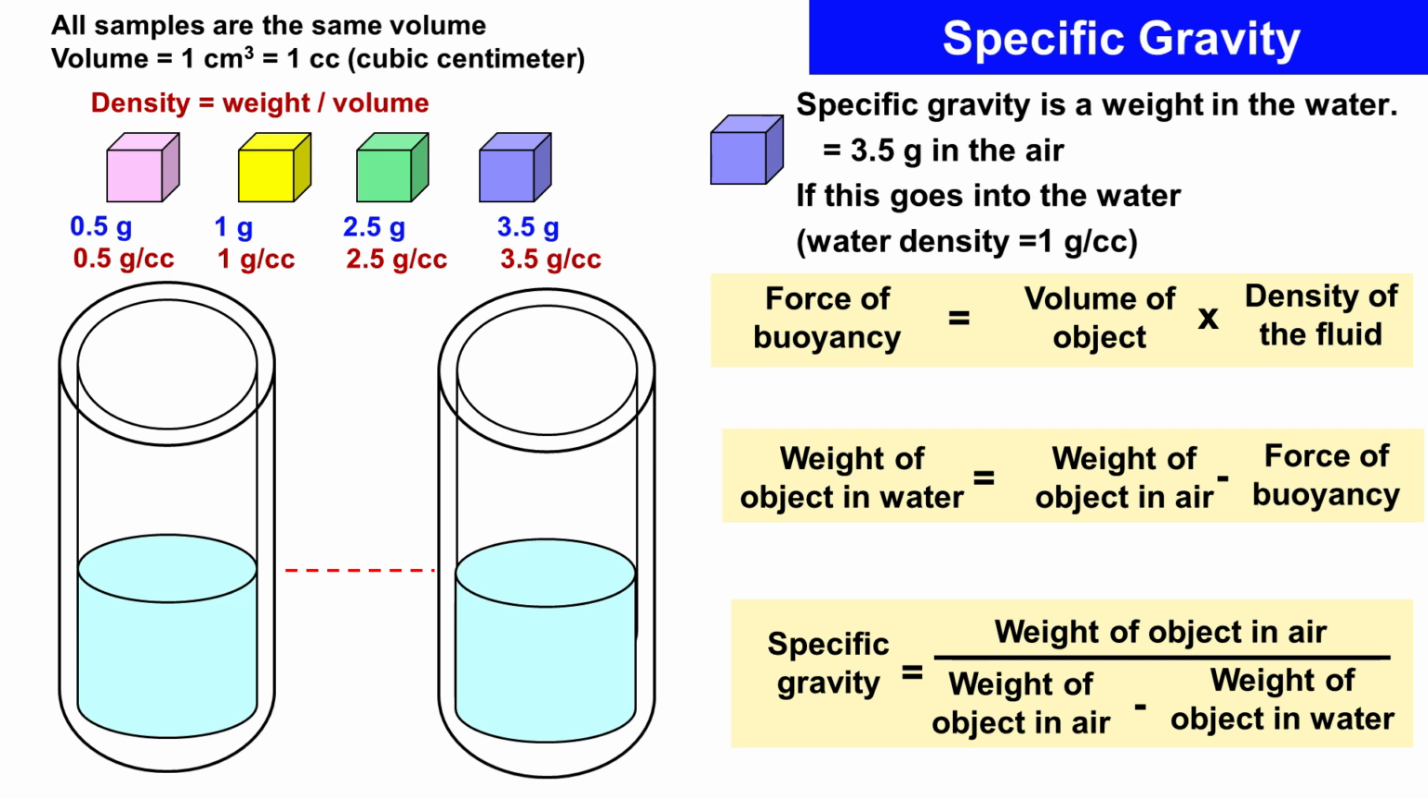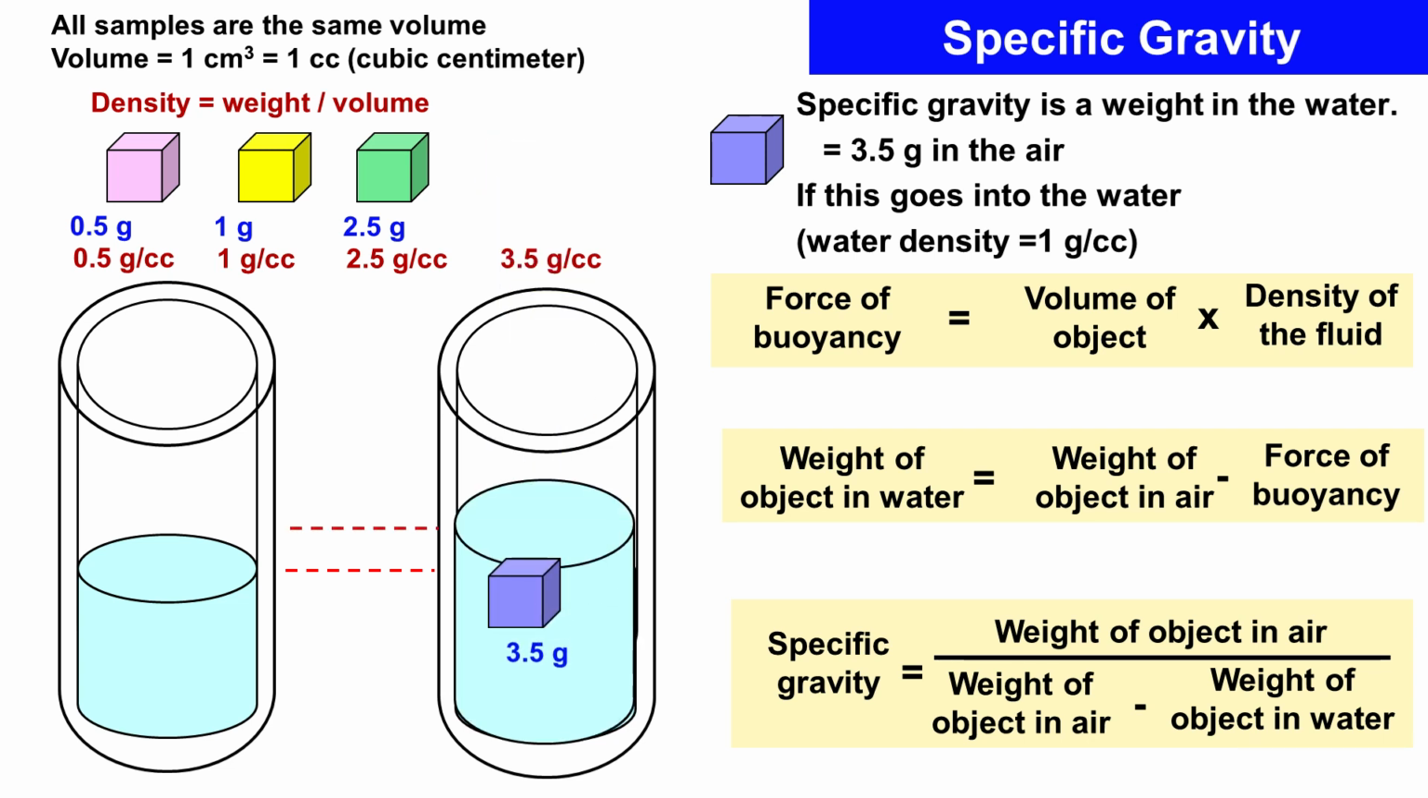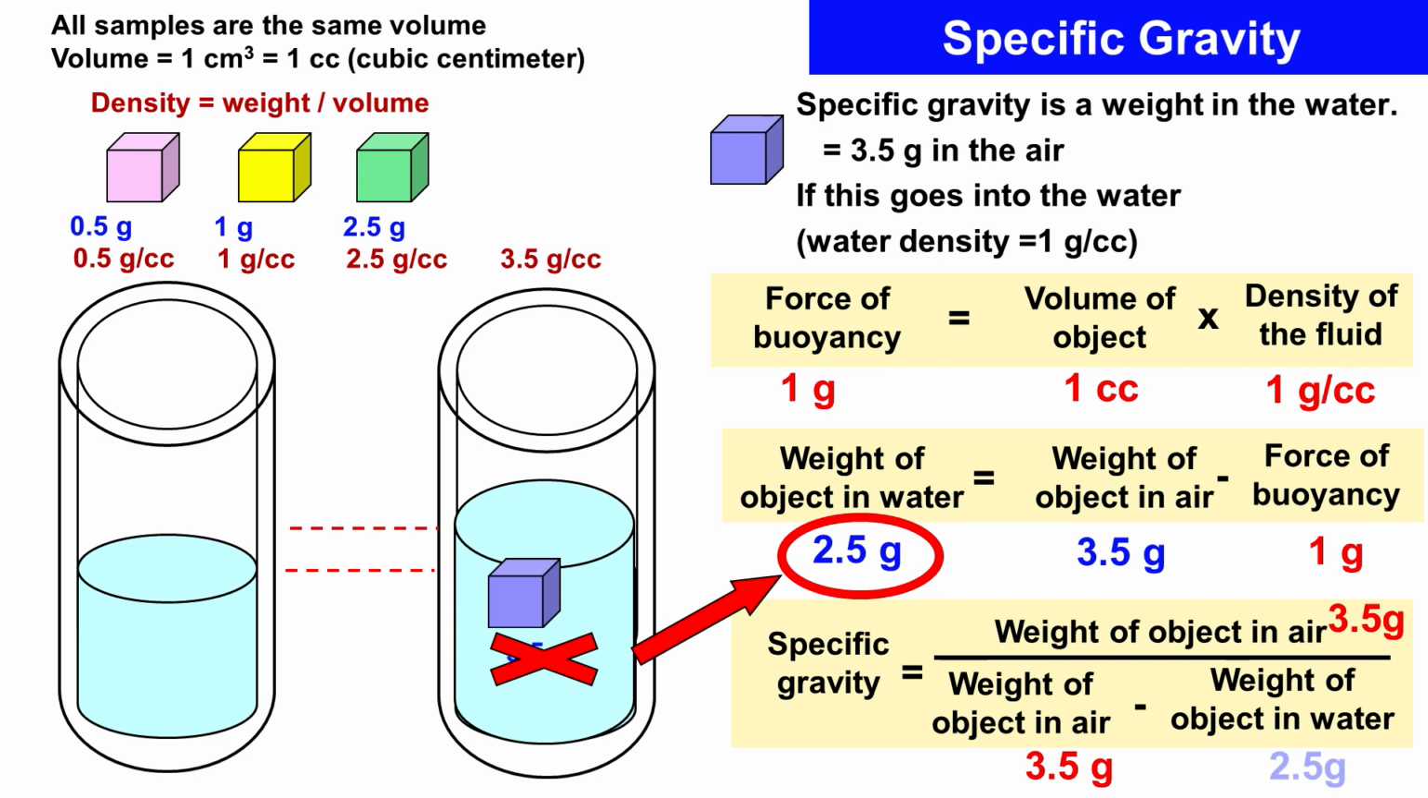Okay. So here is the cubic object. Its weight in air is 3.5 gram. So the weight of the object in water is 2.5 gram. Now we can estimate that the specific gravity is 3.5.